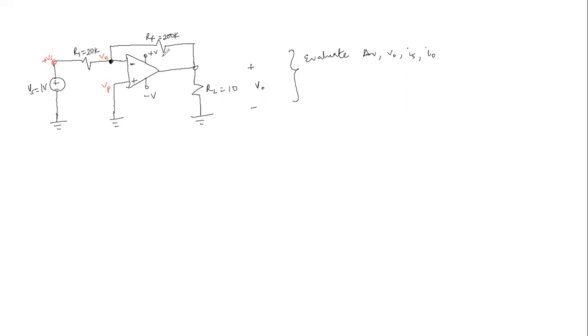And then we have I sub S flowing in this direction, and then we have I sub F flowing in this direction. Now, the current that flows into this node flows all the way through the feedback, so it's the same as I sub S. Now we have the output current flowing in this direction, and the load current in this direction. So we have the output voltage.